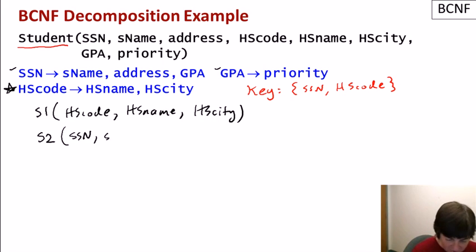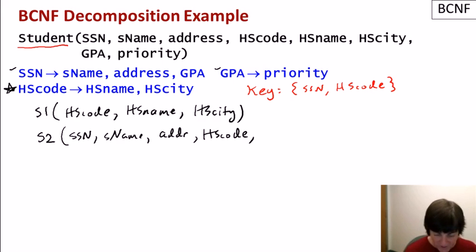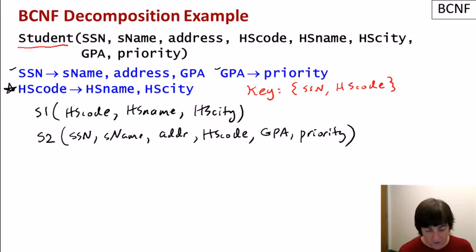So we'll have the Social Security number, the name, the address. We will have the high school code because it's on the left-hand side of the functional dependency we're using, but we won't have the name and city from the right-hand side, and we'll have the GPA and the priority. Now at this point our algorithm computes the functional dependencies for the decomposed relations. For this particular example we can just see what they are. They're the same functional dependencies that we had for the non-decomposed relation.